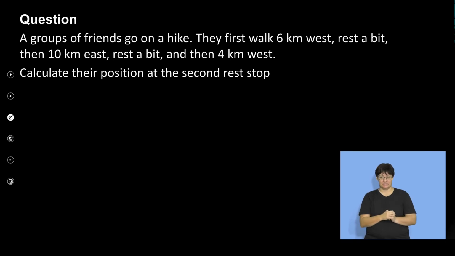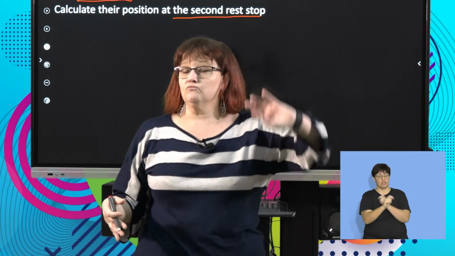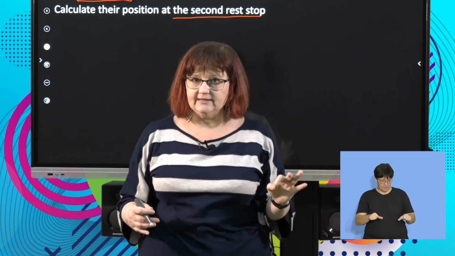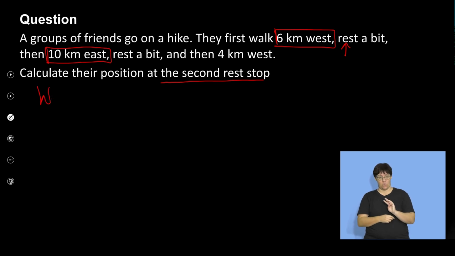So calculate their position at the second stop. So they would have gone 6 kilometers west, first stop. Then they went 10 kilometers east. You can't change which direction you want as positive. Okay, so in the last part of this, we went west is positive. I have to stick to that. You can't change your mind along the way. So we've still got west as positive. Okay, so x1 is 6 kilometers.